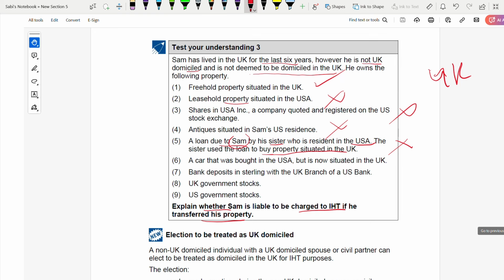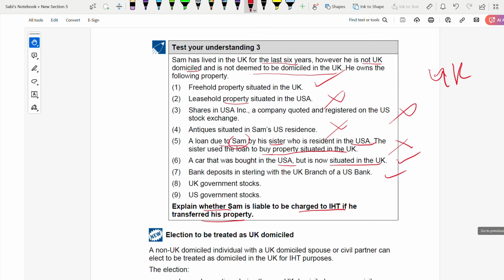Okay. A car. Sixth one. A car that was bought in US but is now situated in UK. A car is now a UK located asset. See, the car that was bought in US but now it is situated in UK. It will be chargeable. Seventh, bank deposit in sterling in the UK with the UK branch of a US bank. It will be chargeable because it is situated in UK. It's located in UK.